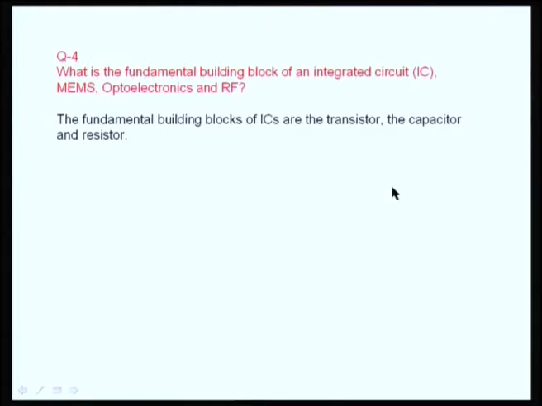So, the next question is, what is the fundamental building block of an integrated circuit, MEMS, optoelectronics device and RF device? Okay. The fundamental building blocks of ICs are, as you know, transistor, capacitor and resistor, right. To control the performance of the transistor, you are building in situ during the fabrication of the device capacitors and resistors, and that is how it is built and packaged.